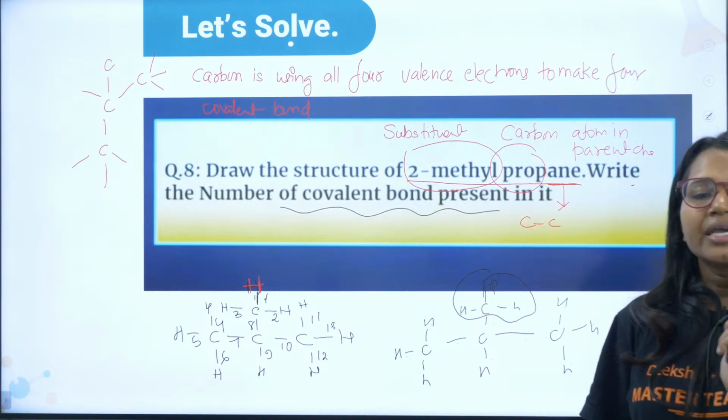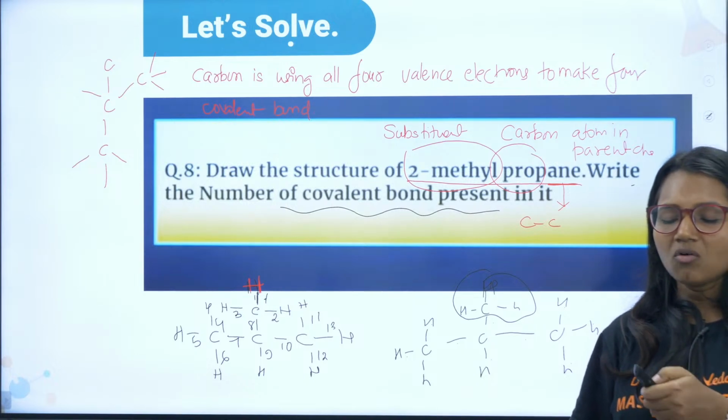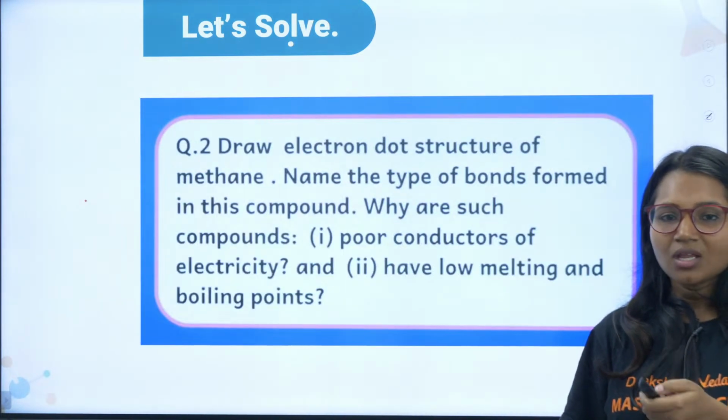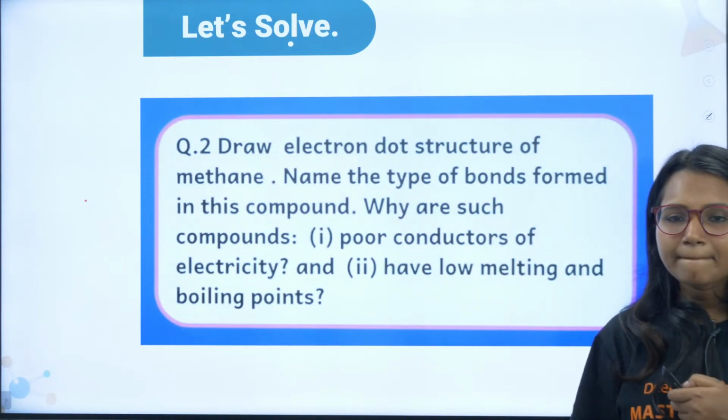Correct? Chalo, give me a thumbs up if you have understood. Now I am moving forward to the next question. Okay? Draw the electron dot structure of methane.